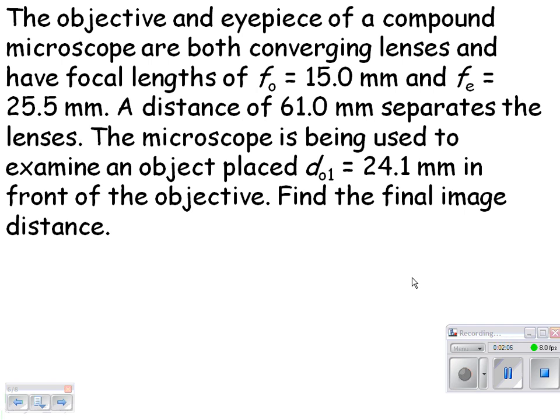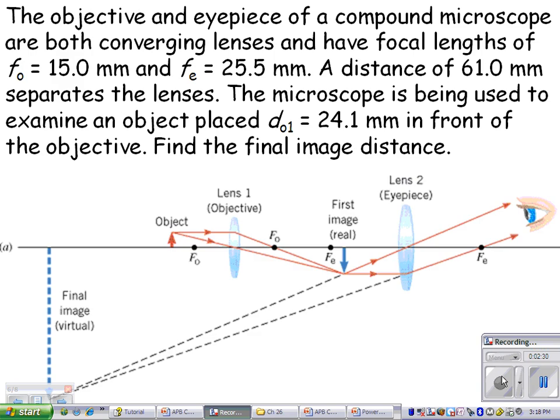So let's look at a problem. The objective and eyepiece of a compound microscope are both converging lenses and have focal lengths of 15 millimeters and 25.5 millimeters. A distance of 61 millimeters separates the lenses. The microscope is being used to examine an object placed 24.1 millimeters in front of the objective. Find the final image distance. So here's a picture of our setup. This is the same picture we looked at before, but I just want to make sure we are all in agreement of how this is set up.